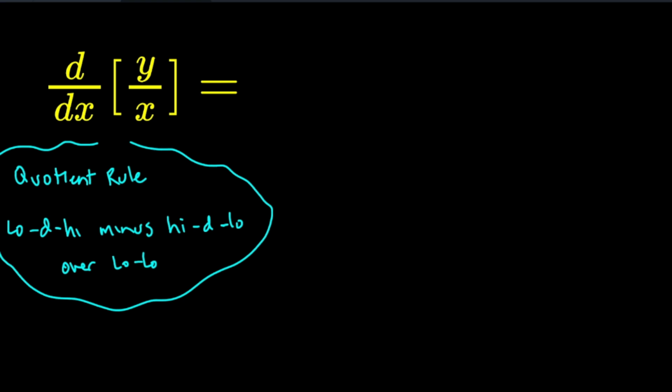So low means the denominator. So we have x. D high is the derivative of the top. So we're going to multiply the denominator by the derivative of the top. The top is y, but we're taking the derivative with respect to x. So the derivative of y is dy dx.